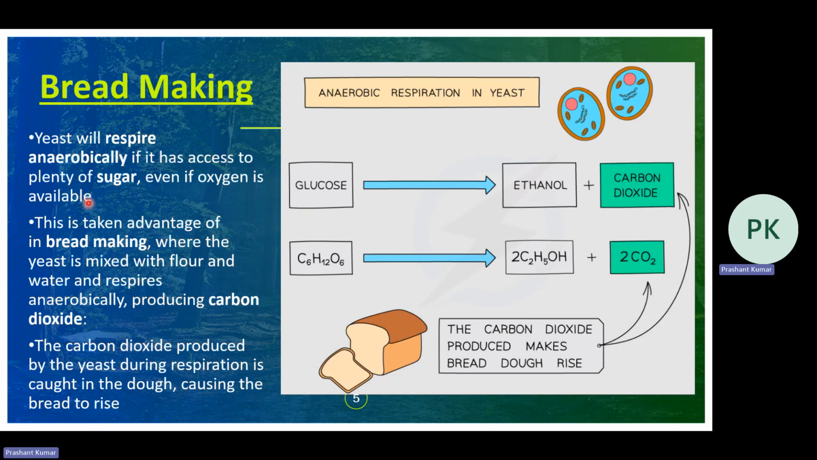Great, right? You can say this is an advantage because the same crop which was used to produce alcohol is also producing CO2 as a byproduct of anaerobic respiration. So we can use both. Ethanol can be used as a biofuel, and carbon dioxide can be used to increase the size of the dough, right?